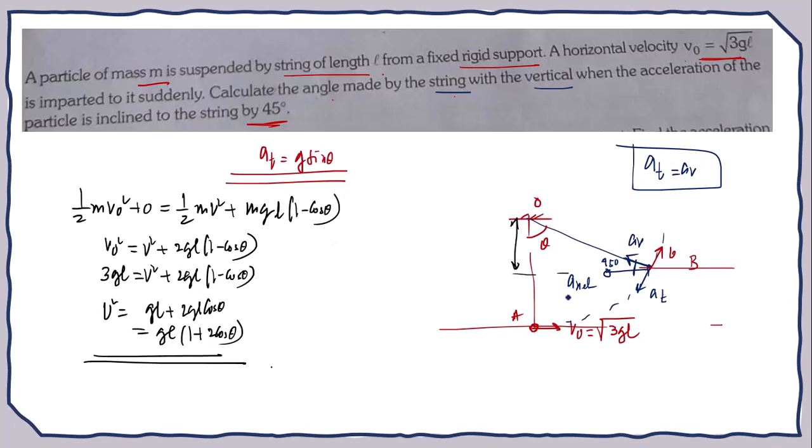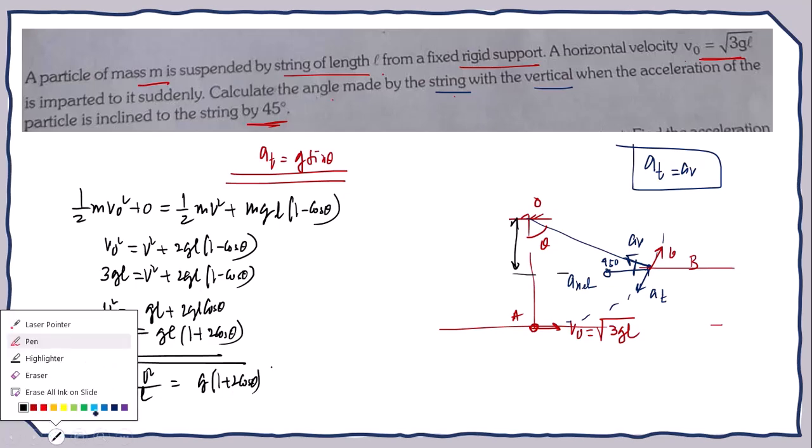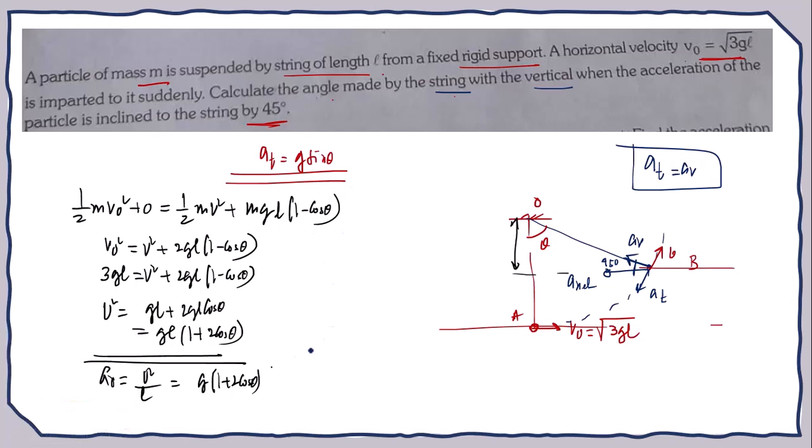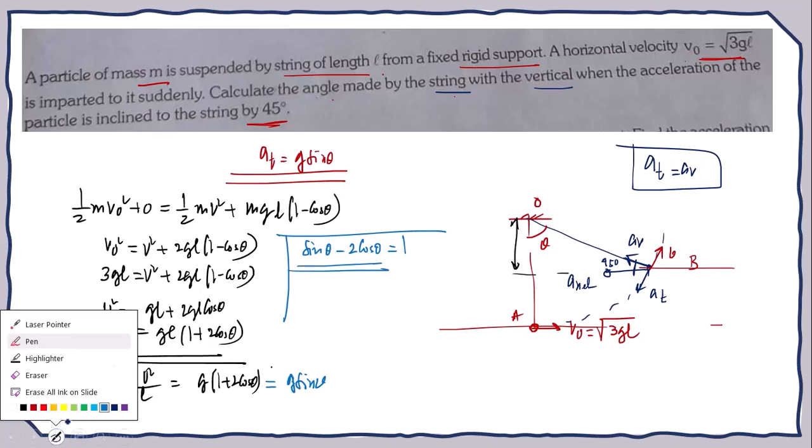Okay. So now substitute the v square value to get the value of AR. So AR is how much? AR should be equal to v square by L. So that means g into 1 plus 2 cos theta. That is the AR value. So according to the problem, AR and AT must be equal. So g into 1 plus 2 cos theta equals g sin theta. That is the equation that we have to solve. So cancel g from both sides. So what I am left with is sin theta minus 2 cos theta equals 1.